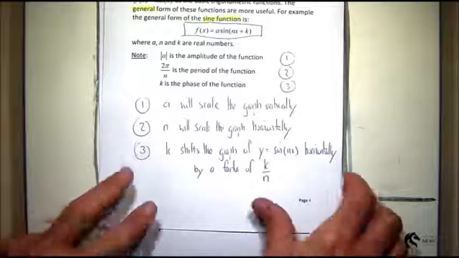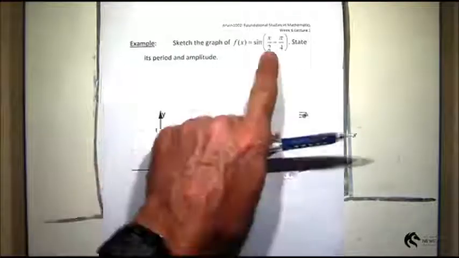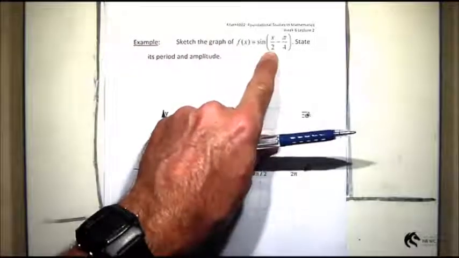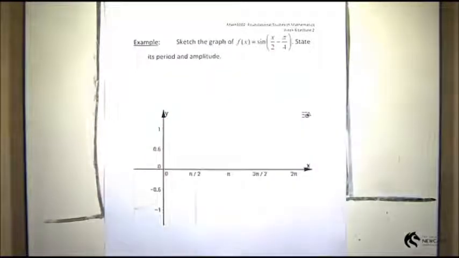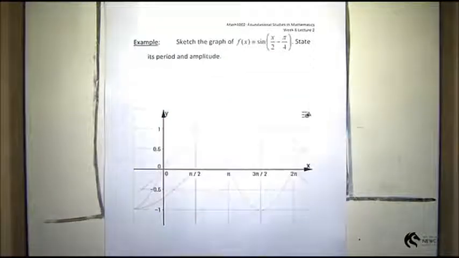Yep, good. Okay, so here we go. You can see here I've got n is a half and k is pi on 4, so it's relevant to this example. I will leave that sitting on top so we can come back and have a look at that.